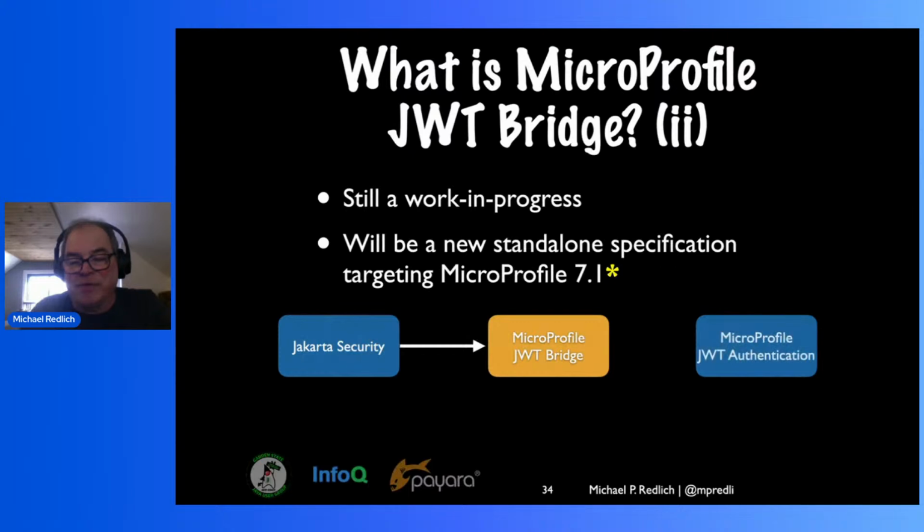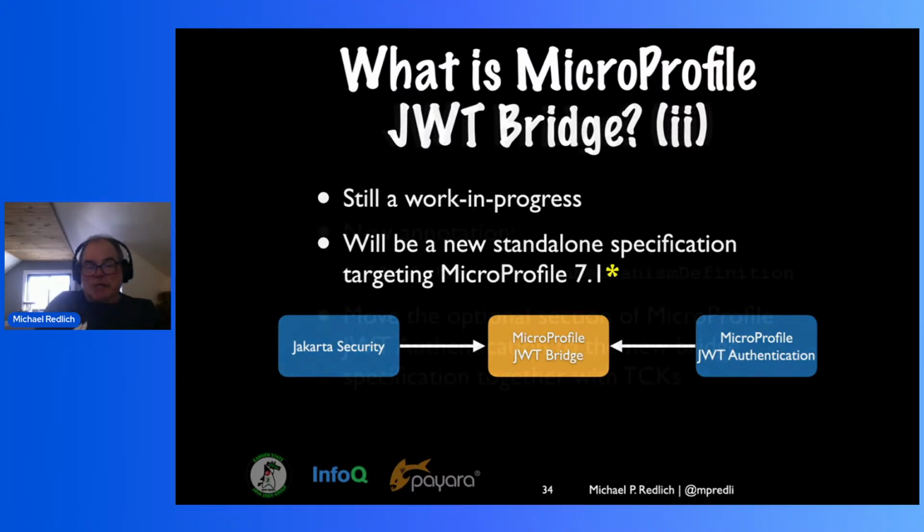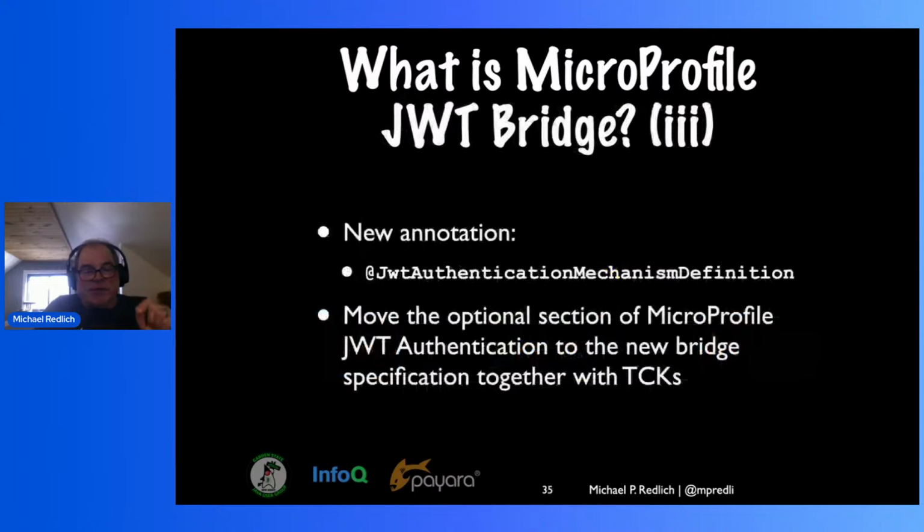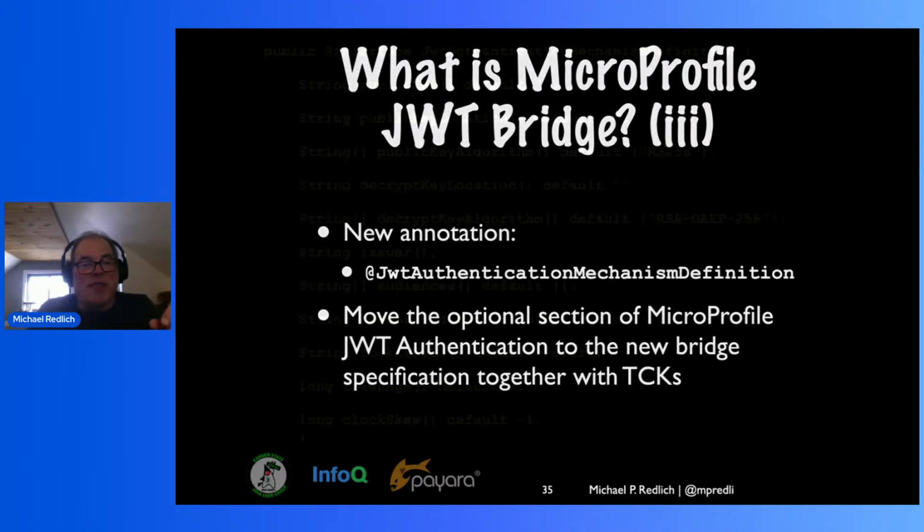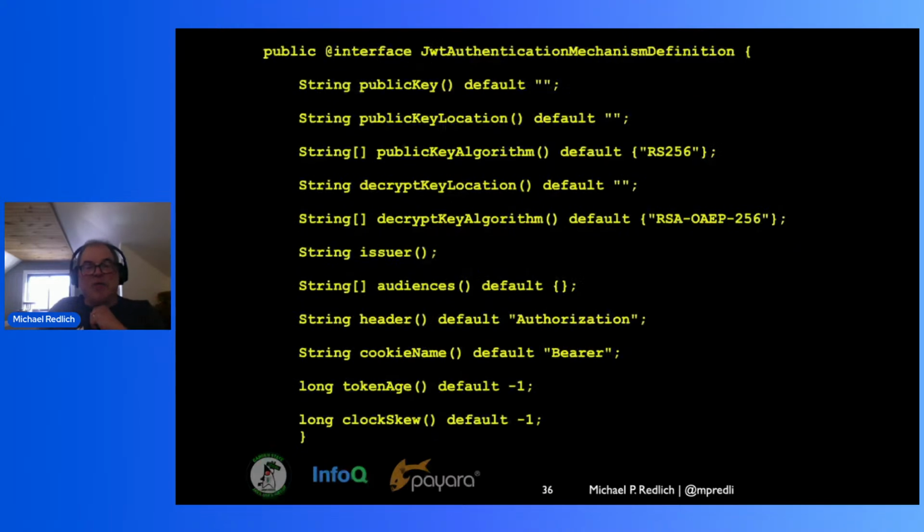So you can have security on one end, MicroProfile on the other, and then have this bridge. It's basically just one annotation, as this nice short name describes. The first work is to move the optional section of authentication to the new bridge, taking some from the original JWT authentication spec and moving it there. And the annotation looks like this. You have all these parameters that you can pass into it.